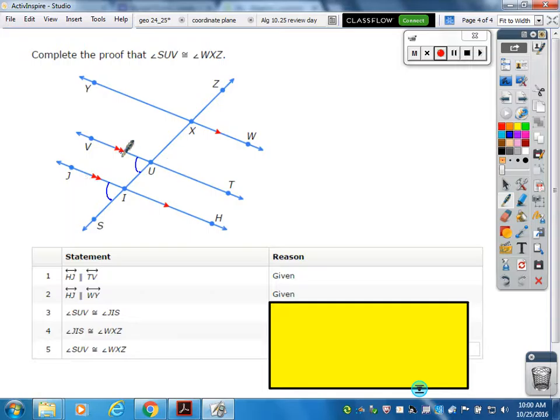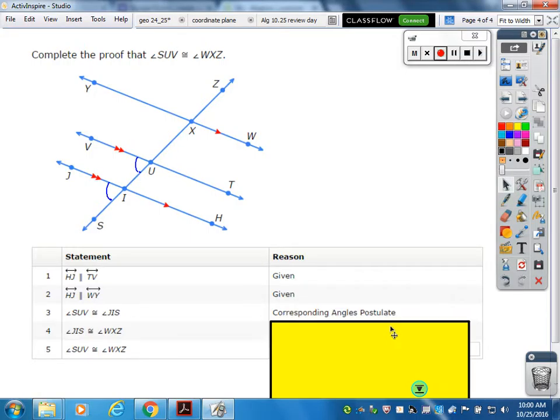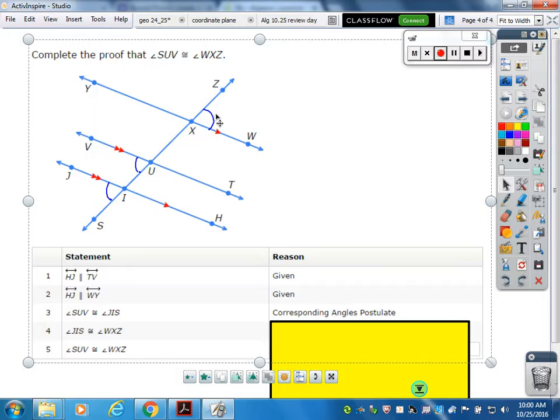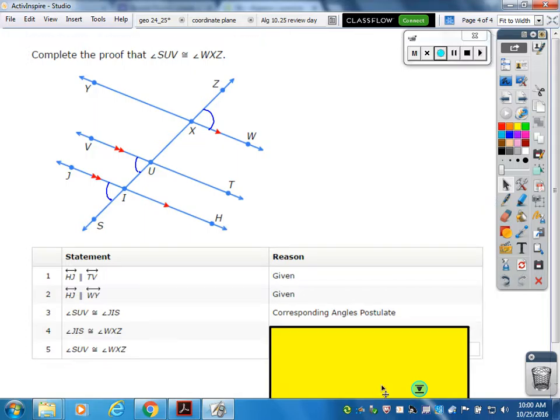Here are the two lines. Here's your transversal. So those are corresponding angles. Statement 4, angle JIS, right here, is congruent with angle WXZ. WXZ. And we know that because these two lines are parallel by these two triangle marks. And those two angles are alternate exterior angles.